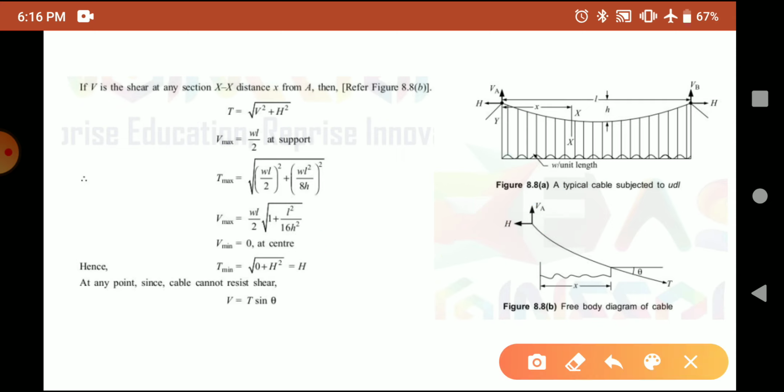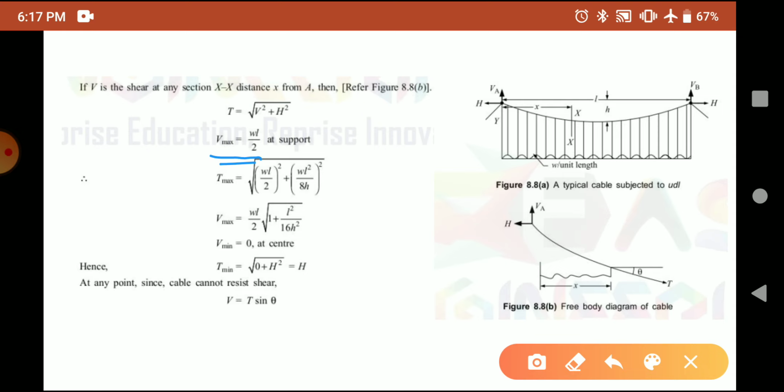Now the maximum tensile force exerted on the cable will depend on the maximum vertical force and the maximum horizontal force exerted. The horizontal force is the horizontal thrust exerted on the cable, and that we have already found as WL square by 8h. And the maximum vertical force, where will it be exerted? Definitely it will be exerted at the support. That is, the vertical reactions that we have found out are the maximum vertical force exerted on the cable. So V max is equal to WL by 2.